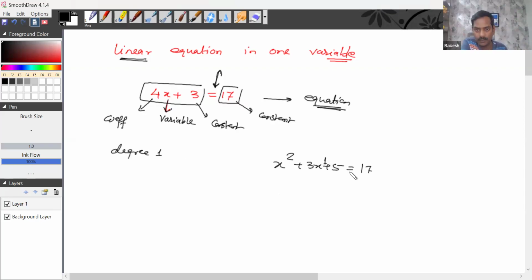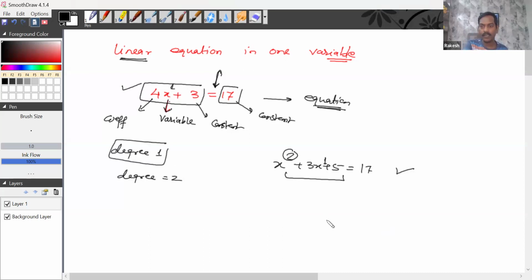What is the highest power in this particular equation? The highest power is 2. Then I'll say that this equation has a degree of 2. So what is degree? Degree is the highest power of the variable in the equation. Let me repeat. Degree is the highest power of variable in the equation. So in this particular equation, the variable is x and the power is 1. So if the degree is 1, the highest power of the variable is 1, we call that kind of equation as linear equation.